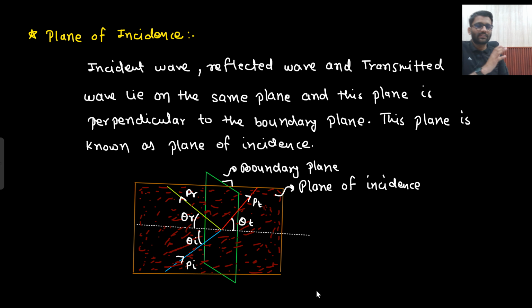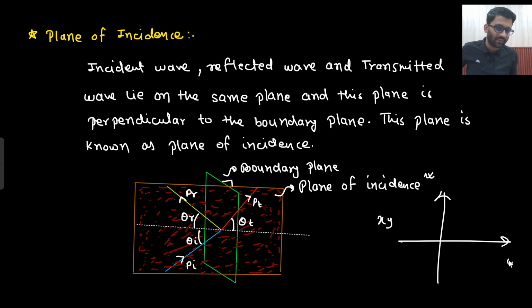So from now onwards, whenever I do the analysis, I will only make the plane of incidence. Then I would know that my boundary plane is perpendicular. So for analysis purposes, I will always make a plane of incidence. Let's just say I get to know that my plane of incidence is the xy plane. So I will only make the x axis and y axis, that's it.